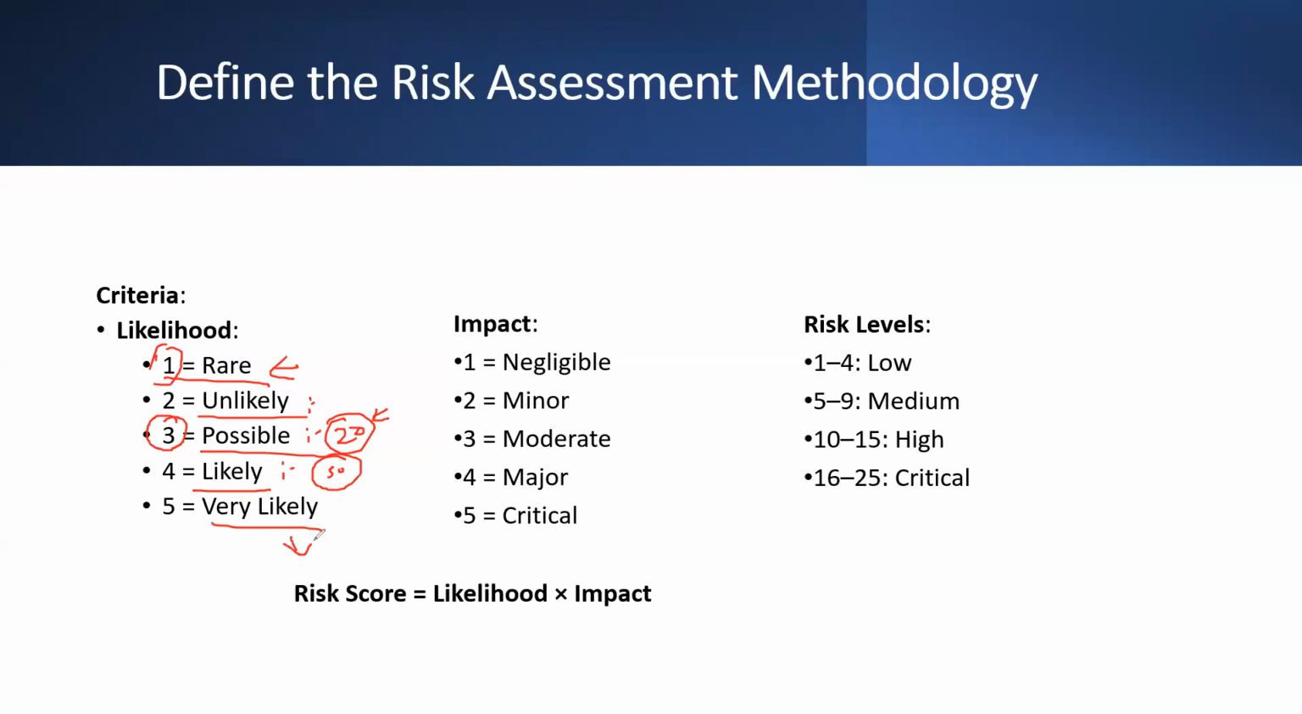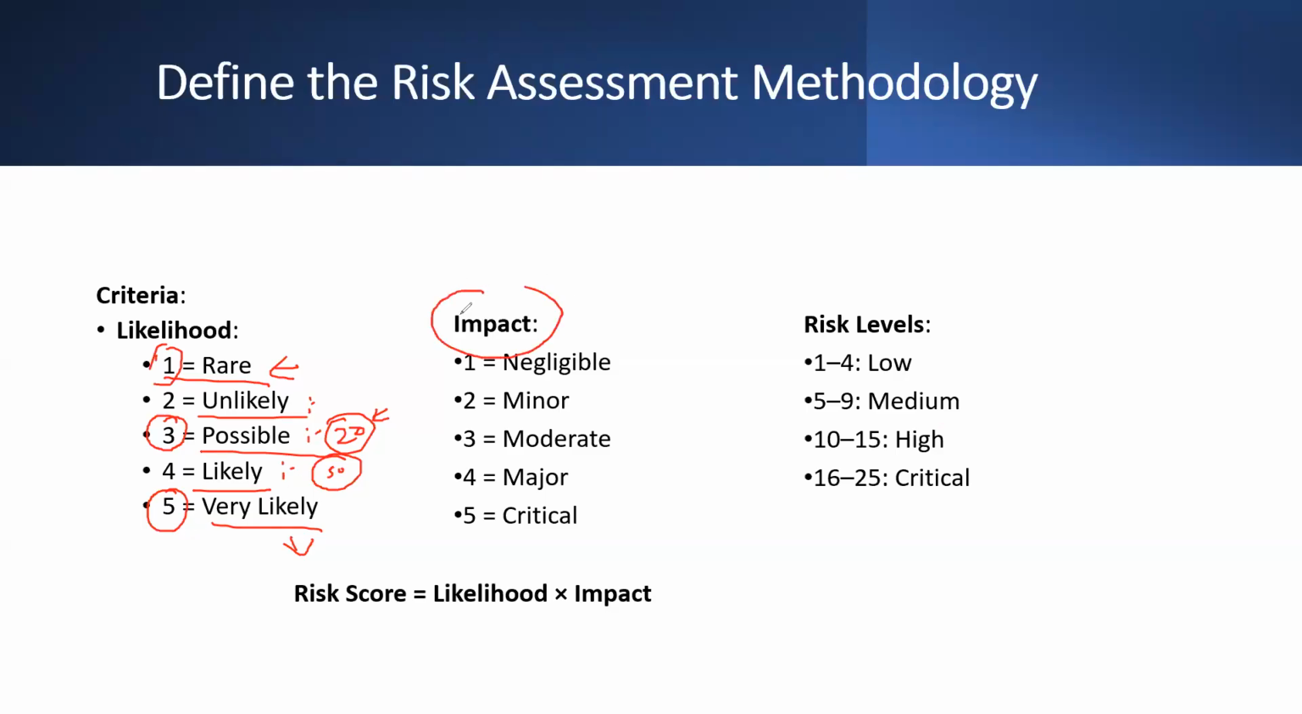And then we have the very likely. The event is almost certain or almost occurred. You can expect that event to occur, so we will consider it as very likely at that time. This scale allows you to assign a consistent score to identify the risk. Then we have the impact criteria.